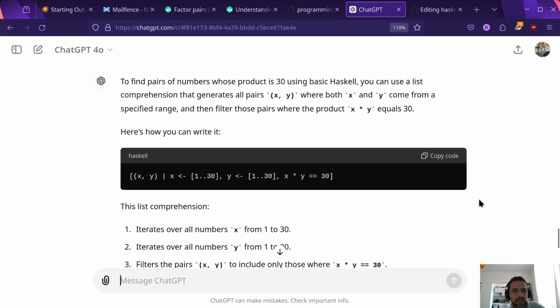To find pairs of numbers whose product is 30 using basic Haskell, you can use a list comprehension that generates all pairs x, y, where both x and y come from a specified range, and then filter those pairs where the product x times y equals 30. Oh, this is using tuples.